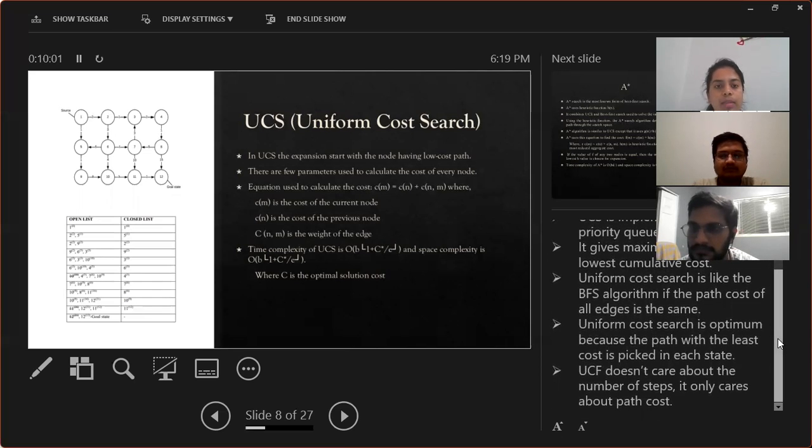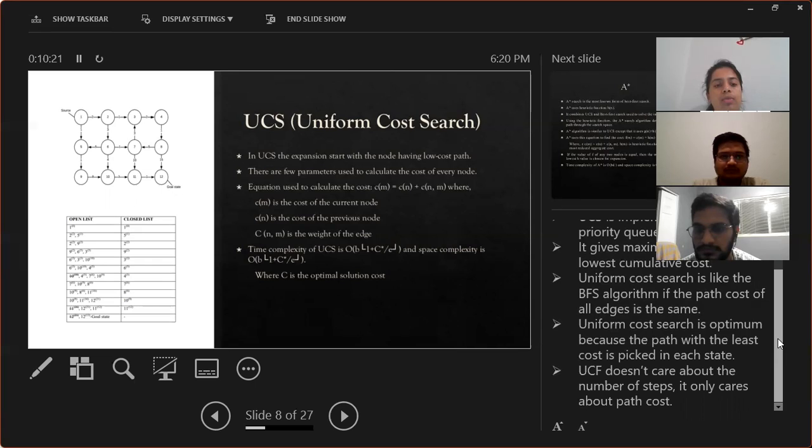While observing this diagram and the open list and closed list, we can see that UCS is used to solve any graph or tree where the optimal cost is in demand. It is implemented using the priority queue. It gives maximum priority to the lowest cumulative cost first.